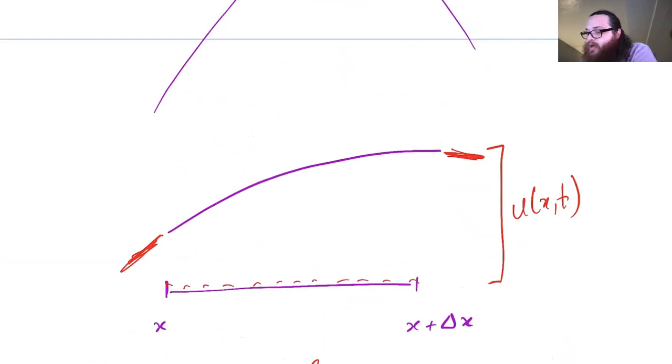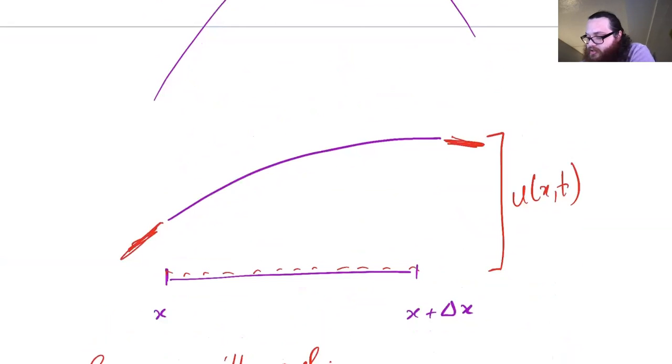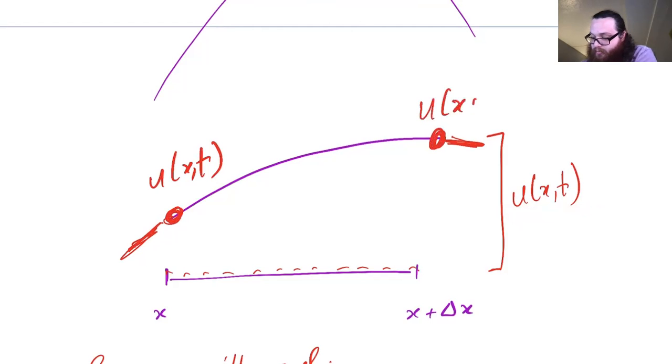It's been displaced. Our main quantity of interest is the height of the string. We're going to call the height of the string at point x, t, the function u. So what is the height right here? That's u of x comma t, what's written over there. What is the height right here? That is u of x plus delta x at time t.